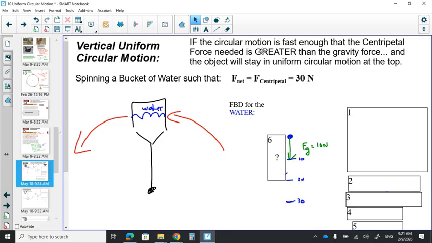If the circular motion is fast enough, the centripetal force needed is greater than the gravity force, and so you'll see that the object will stay in uniform circular motion in the bucket and not fall out of the bucket.